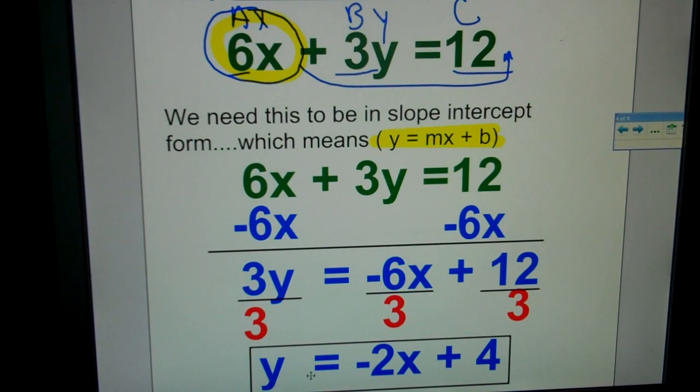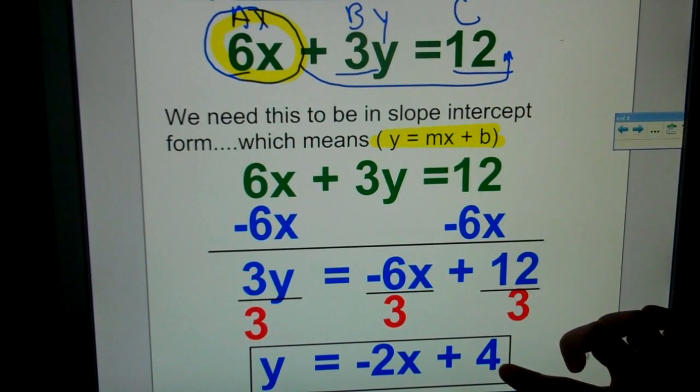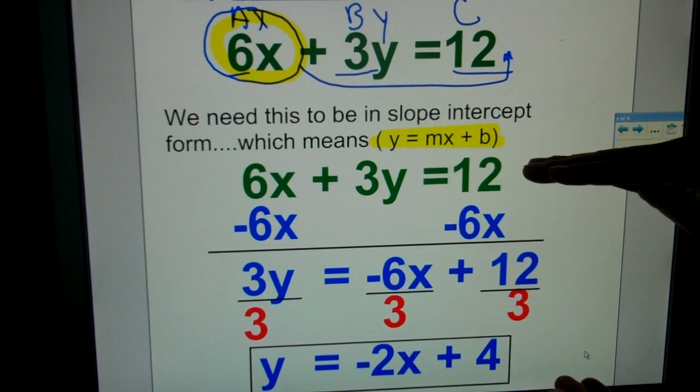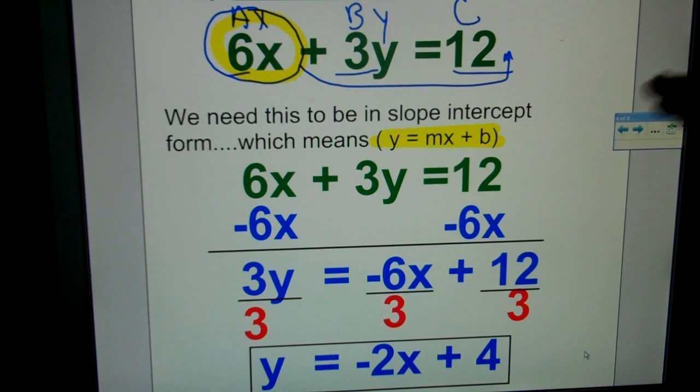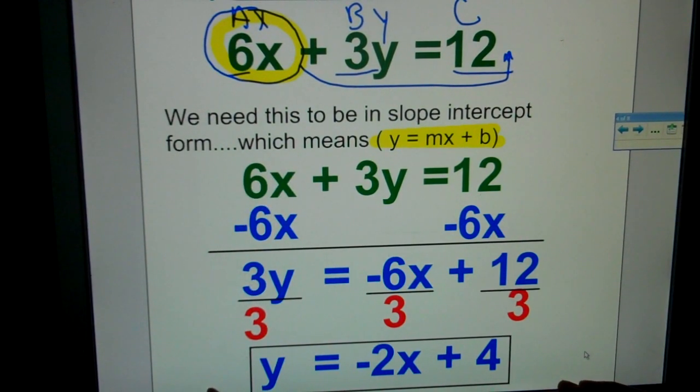The final answer is y equals negative 2x plus 4. We took something that started in standard form, okay, and changed it to make it look like slope-intercept form. These two equations are what to each other? They're equal. All we did was move stuff around. I keep going back to this bedroom analogy. This is your bedroom a mess. This is your bedroom nice and clean. Okay? Standard form, slope-intercept form. They are equal. Please write that in your notes somewhere.